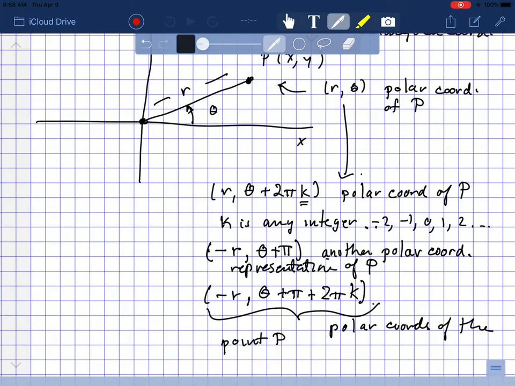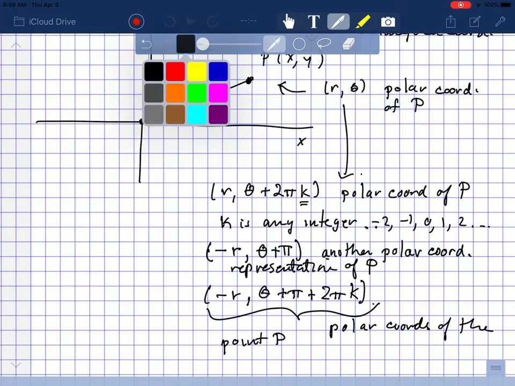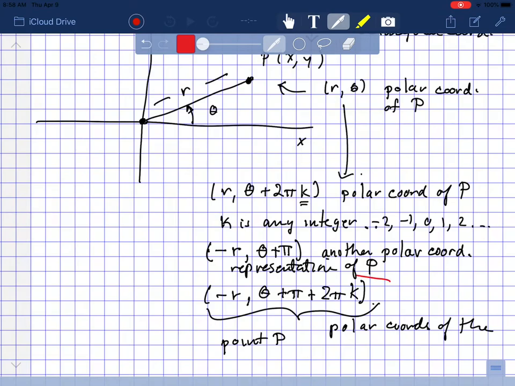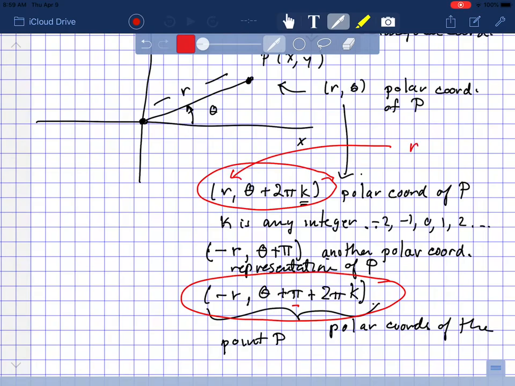P. So what do we have here? We have polar coordinates of the form minus r comma theta plus pi plus an integer multiple of 2 pi. These are polar coordinates of the point P, as well as r comma theta plus 2 pi k. And here r is, of course, being assumed to be greater than 0.